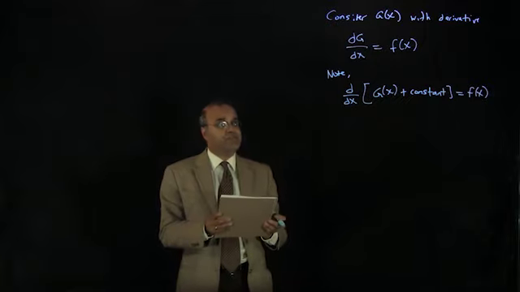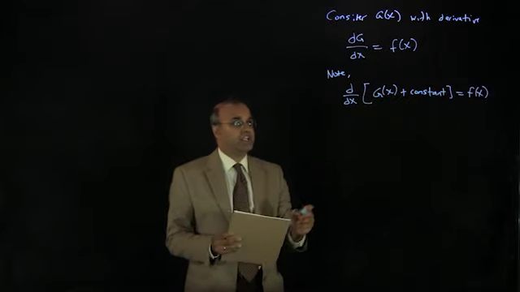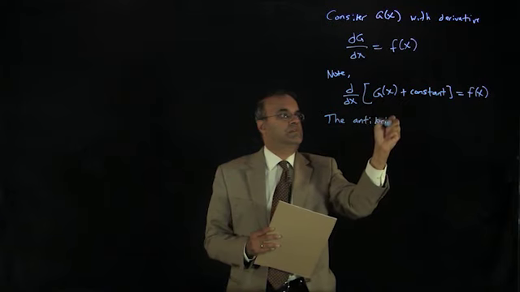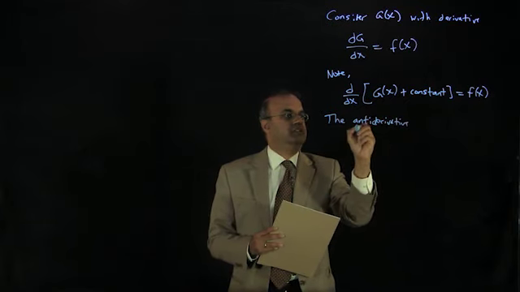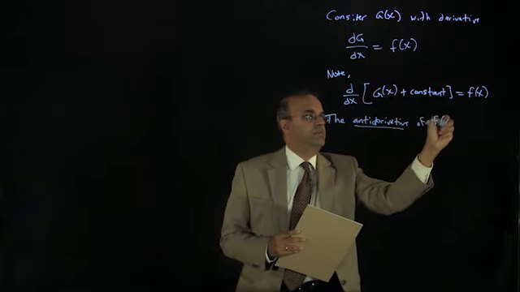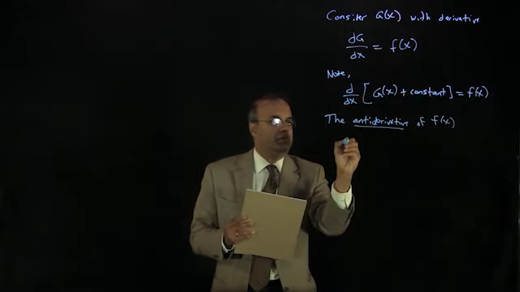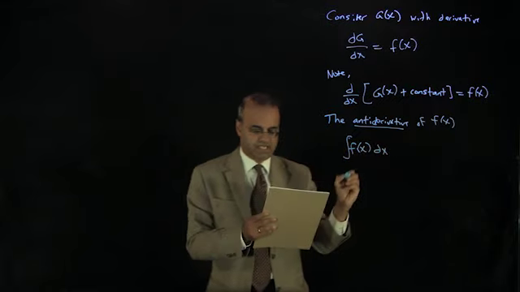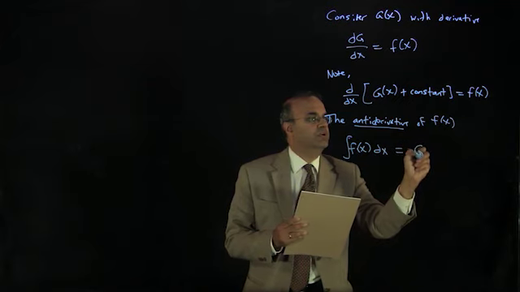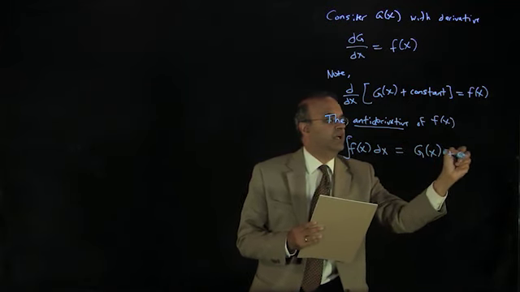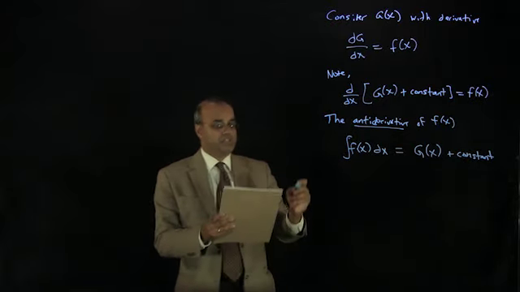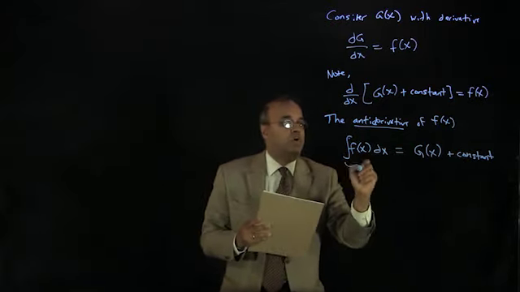Now, suppose I want to invert this process. Then I can write that the antiderivative of f of x, which I'll write as the integral of f of x dx, is equal to g of x plus a constant. Okay? The left-hand side of this we call an indefinite integral.